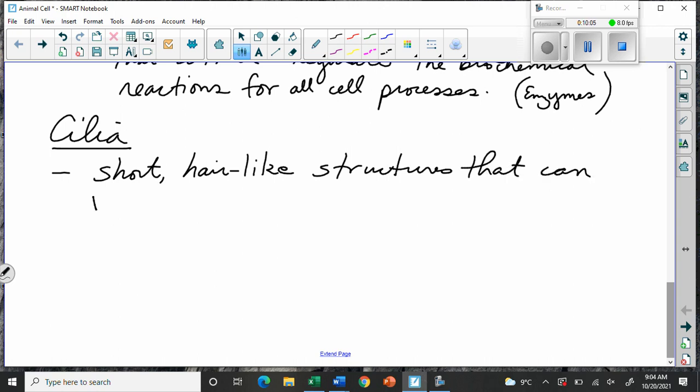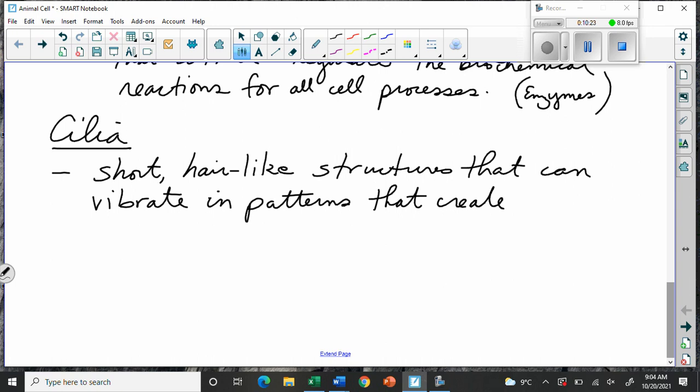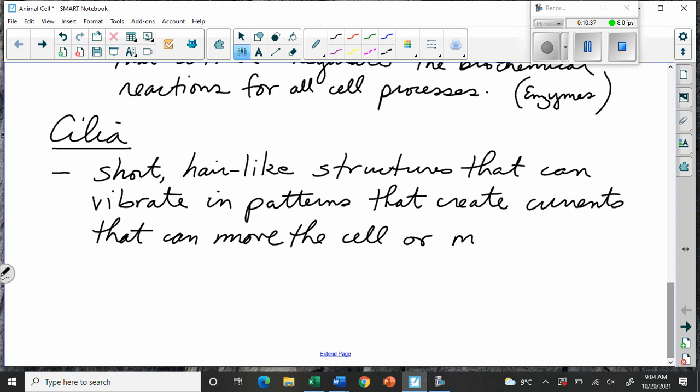They can wiggle around. They vibrate and sway and wiggle. And they can do this in patterns. The cell can control which ones vibrate when. So they sway and vibrate in patterns that allow or create currents that can move the cell, or move things outside the cell around. This is interesting. Move things outside the cell.